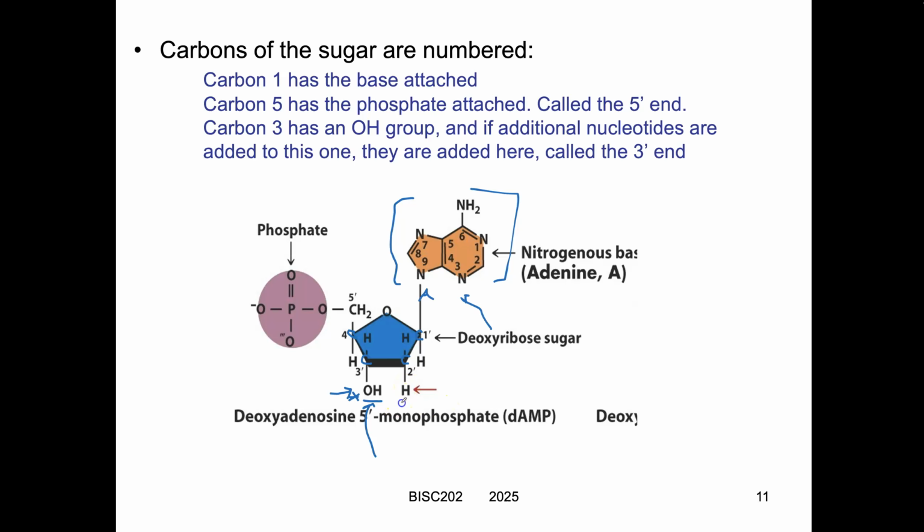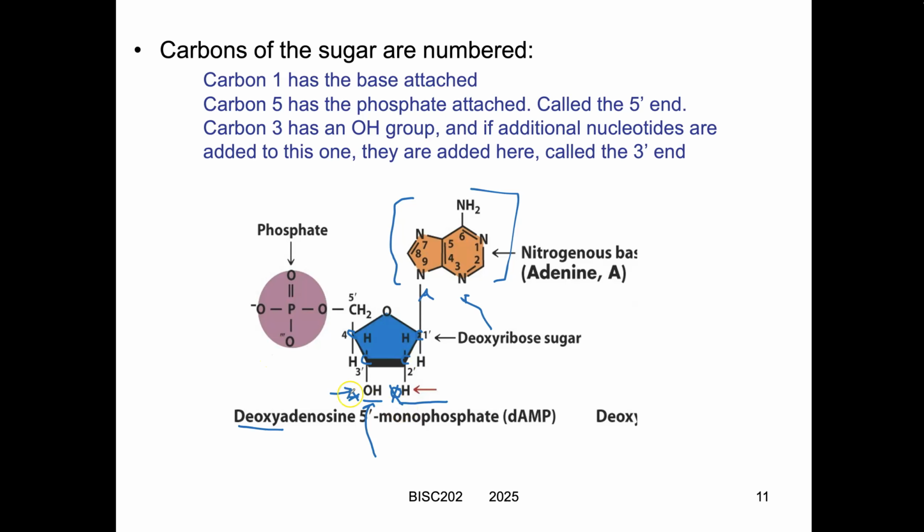I also have an arrow here, and that is because the 2' carbon is the reason for the name deoxy. So deoxyribonucleic acid, deoxyadenosine 5', in this case monophosphate. The deoxy refers to the comparison with RNA. RNA has an OH group here, but DNA does not have that, so deoxy is sort of saying it's missing that second oxygen.